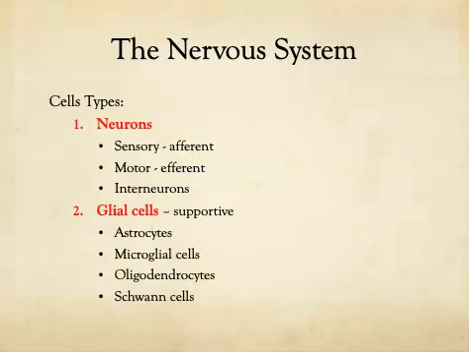So a neuron can be one of three types. It can be a sensory neuron.